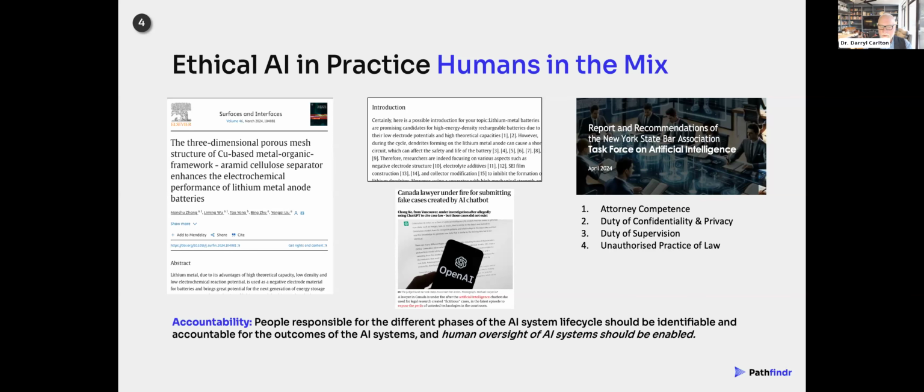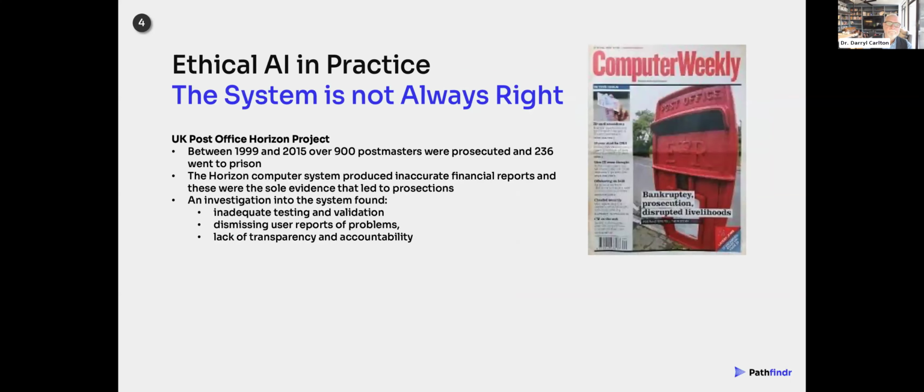And so this comes down to the principle of accountability. People responsible for the different phases of the AI system lifecycle should be identifiable and accountable for the outcomes of the AI system, and human oversight of the AI system should be enabled. Now, a very, very distressing case in the United Kingdom is the UK Post Office Horizon project. Between 1999 and 2015, over 900 postmasters were prosecuted. 236 went to prison.